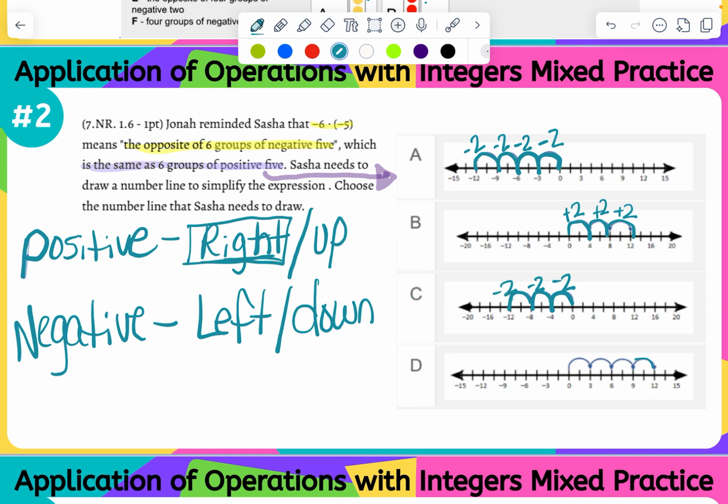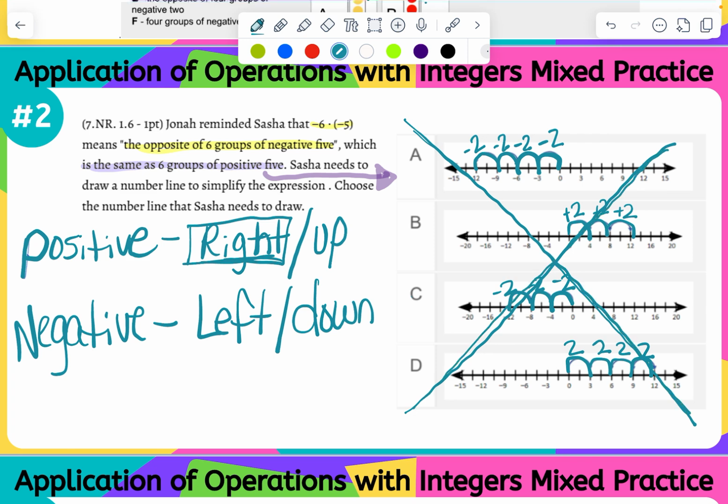Negative 2. These number lines don't match. This is positive 2. Positive 2. Positive 2. And a positive 2. Those number lines don't match this problem. So, X out those number lines. I'm sorry, y'all. Just X them out. I did not realize that those didn't match.